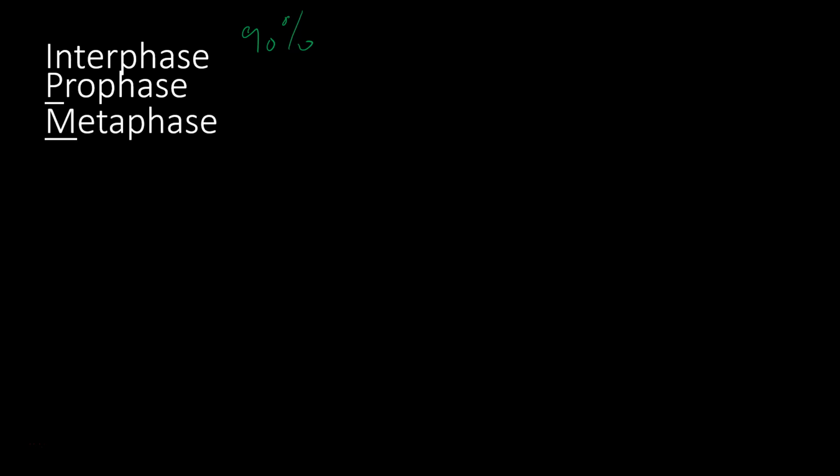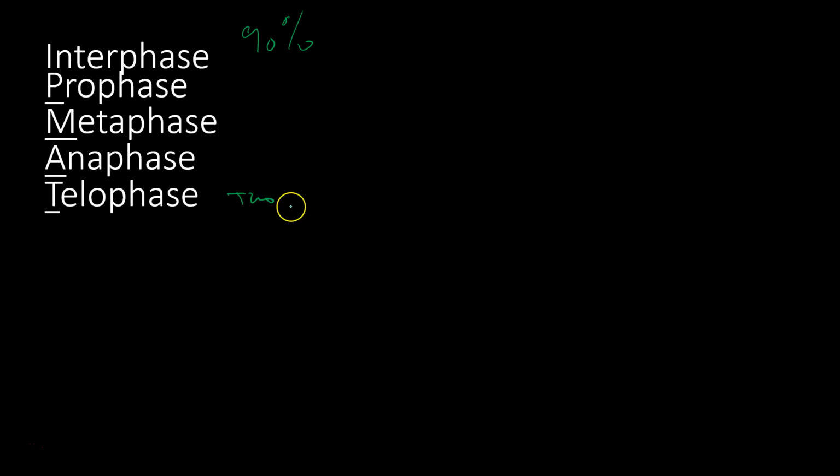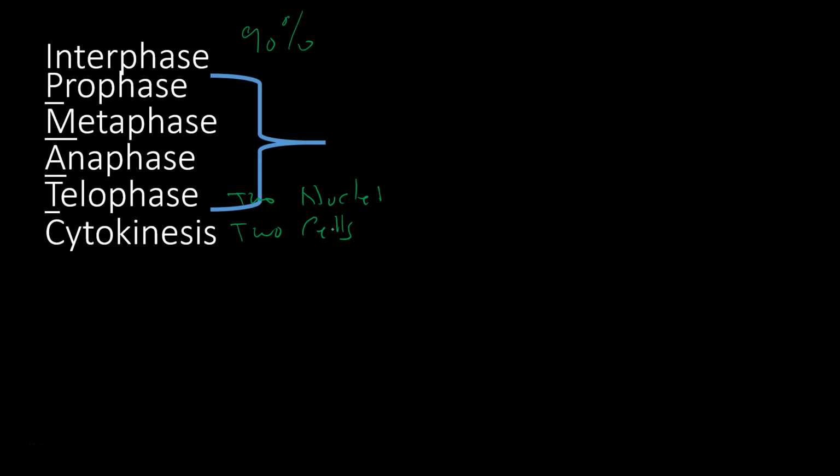Prophase stood for pair up. M was meet in the middle. A was away in anaphase. T stood for two nuclei. And cytokinesis was for two cells. Okay? These portions right here, that represents mitosis.